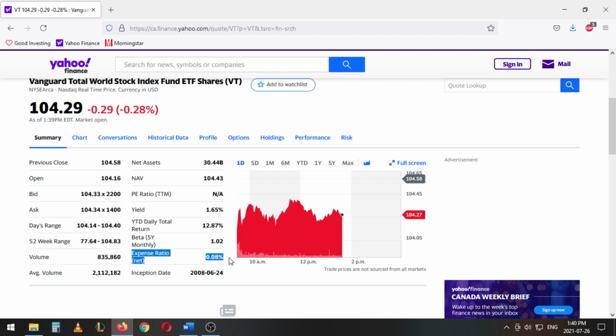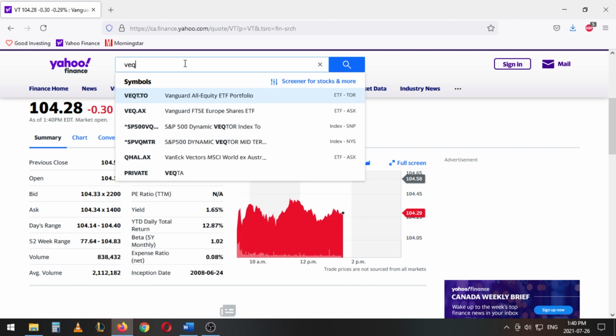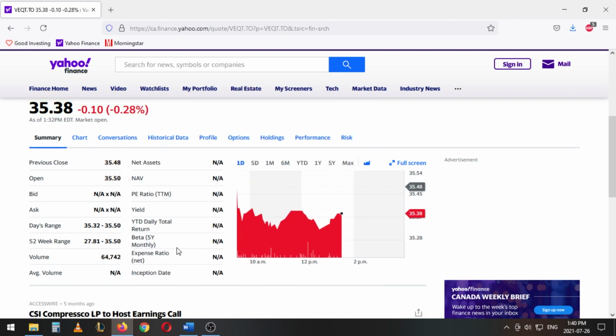Expense ratio net, this is code word for annual fee, so you can see this one is nice and cheap. And then inception date, this one has been around since 2008, which is pretty cool. So I'm going to go back to VEQT just because I want to stay in the Canadian market for the rest of it.